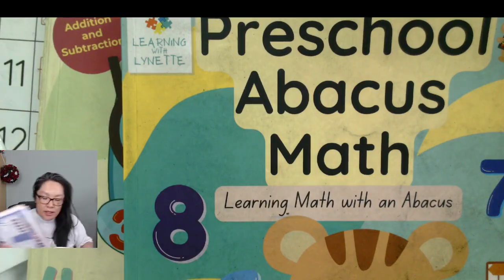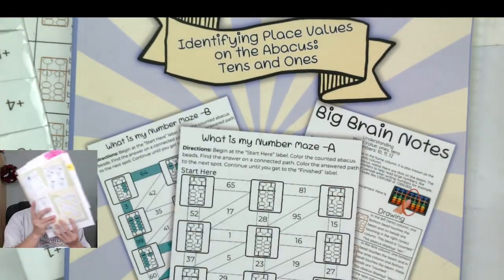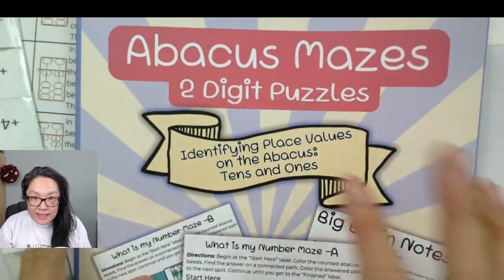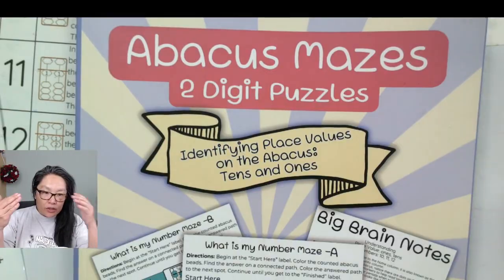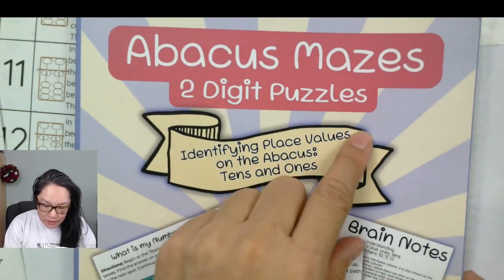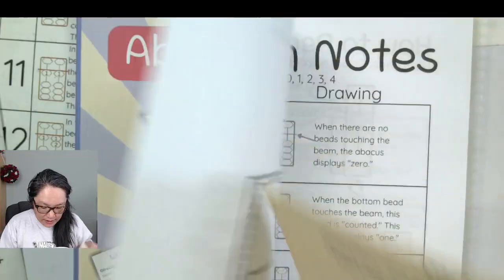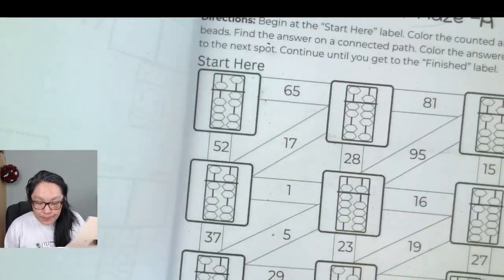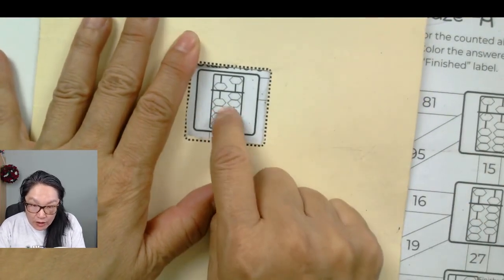If you're still wanting to talk about how to read the abacus, I do have these abacus mazes. This is only 2-digit, but I am planning on doing 3-digit, 4-digit, and 5-digit with the decimal. This one is also available at the shop. I just published this, and the idea here is you find what the maze is, and there's a little mask, and we can figure out what number this is.